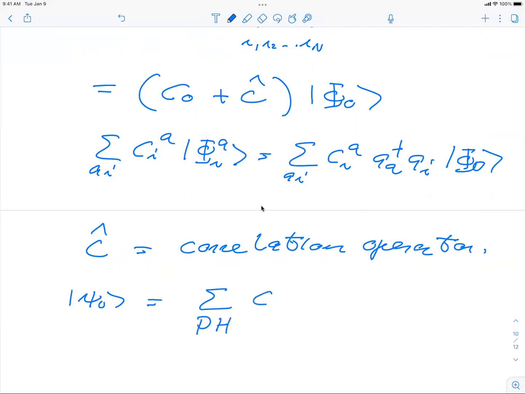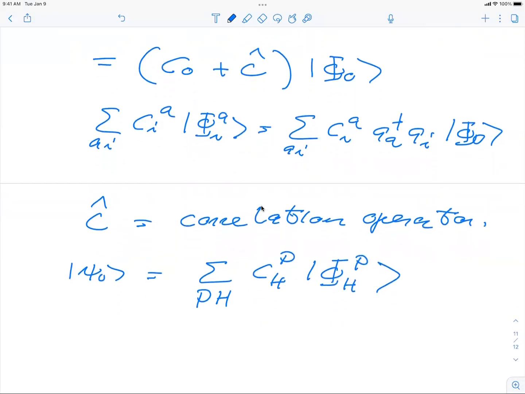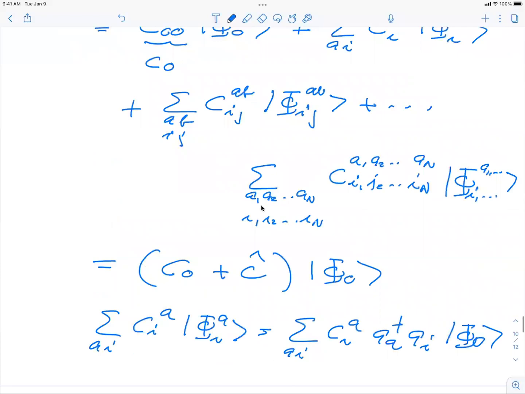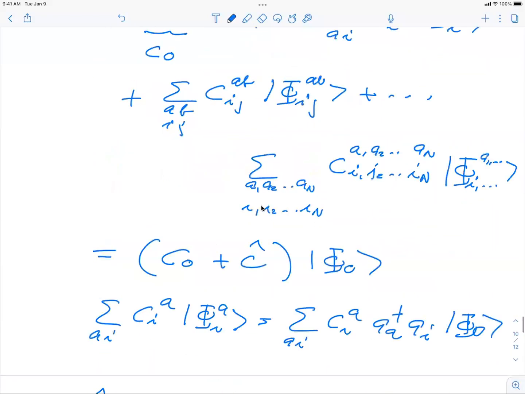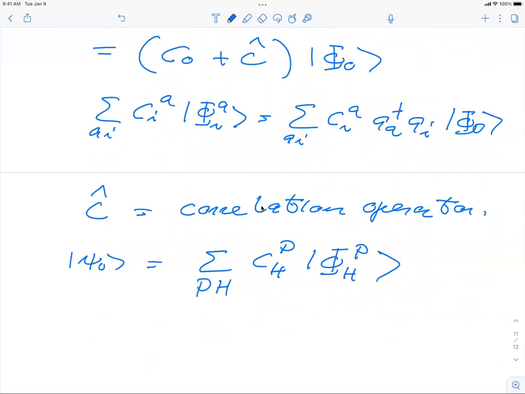So I'm going to write this as CH of P multiplied with a phi H of P. So this is the more compact notation for this specific sum which we put up here, where H and P now can represent a 1 particle 1 hole, 2 particle 2 hole, 3 particle 3 hole, and so on. And then I have to break it down if I look at the 1 particle 1 hole to the specific indices. So is that okay?